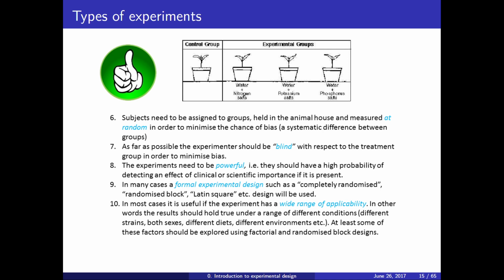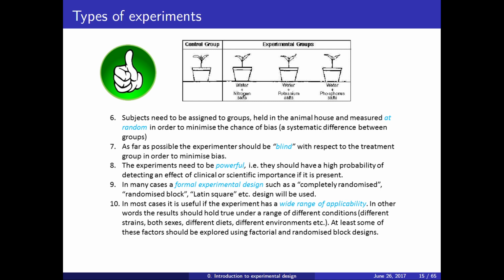Then subjects, the individual plants, need to be assigned to the different experimental groups at random, so that you minimize the chance of having any bias. A bias is a systematic difference between groups that is caused by something other than the treatment itself. As far as possible, the experimenter should be blind with respect to the treatment, because otherwise we all have some interest in one of the groups, and then unconsciously we may treat it differently, or we may measure it differently.